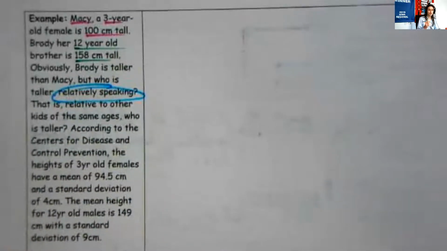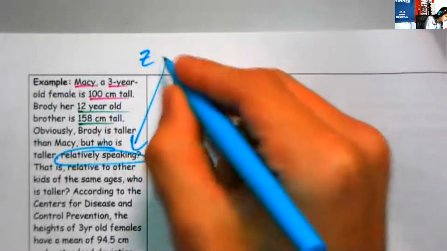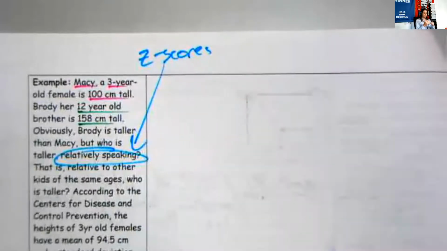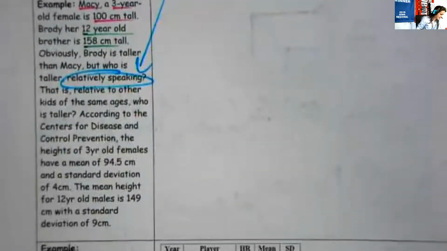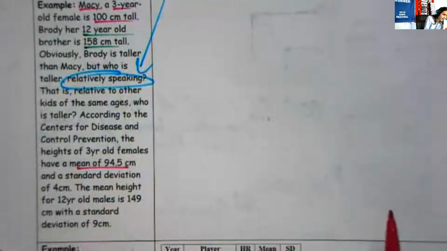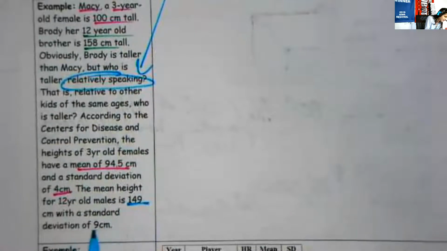A way to compare relative heights might be by using z-scores. We might not be able to say just that he's a 12-year-old boy, so of course he's taller. But how does he compare to his cohort of 12-year-old boys? How does Macy compare to her cohort of 3-year-old girls? According to the CDC, the heights of 3-year-old females have a mean of 94.5 and standard deviation of 4. Mean height for 12-year-old males is 149 centimeters with a standard deviation of 9. So we can calculate each of their z-scores.